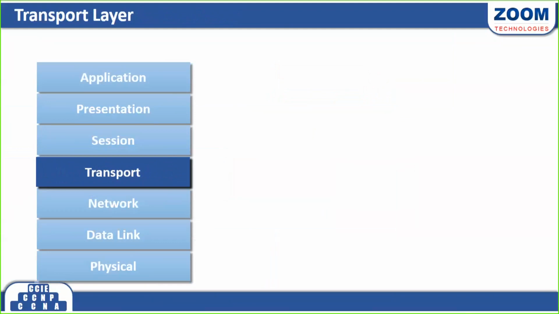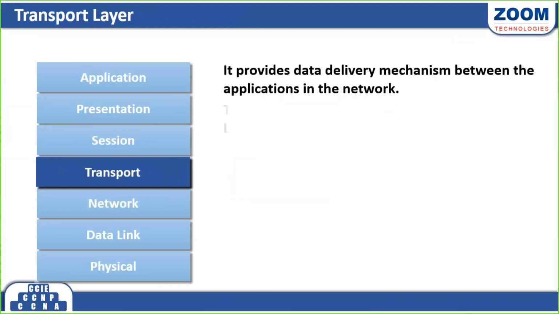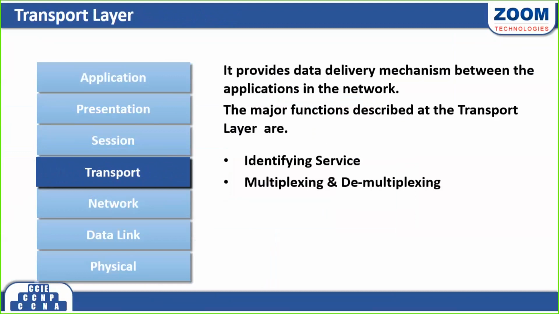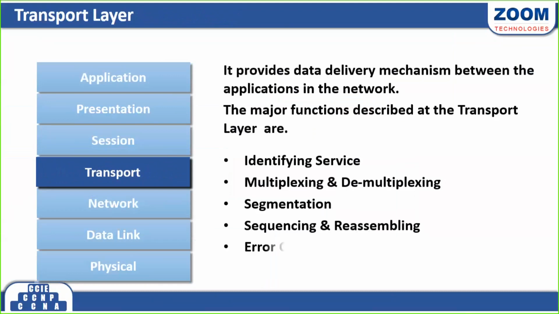The transport layer has major responsibilities: identifying service, multiplexing, demultiplexing, segmentation, sequencing and reassembling, error correction, and flow control are all responsibilities of the transport layer. In the transport layer, there are two protocols. Remember anyone? What are the transport layer protocols? TCP and UDP. What is the difference between TCP and UDP?